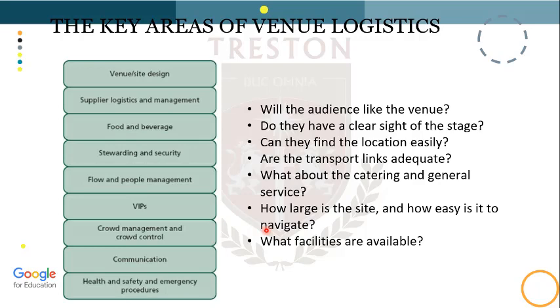Then we have in this slide the key areas of venue logistics. So here are some questions that you could ask. Will the audience like the venue? Do they have a clear sight of the stage? What facilities are available? How large is the site? Am I accounting for all of the VIPs? So these are key areas of venue logistics.